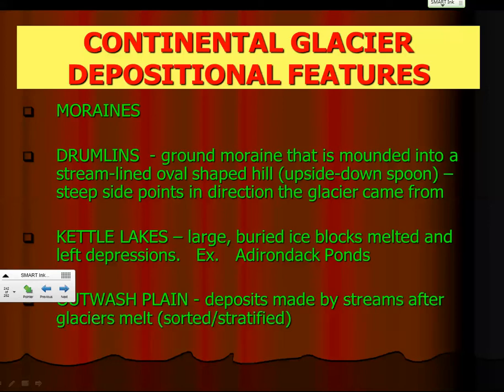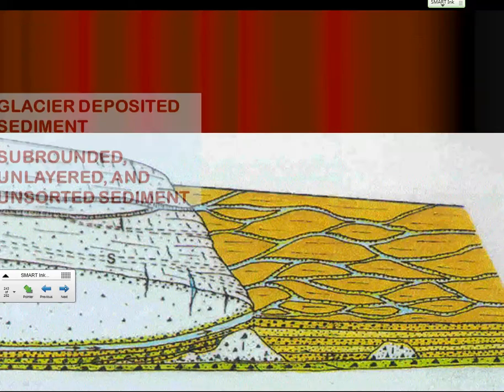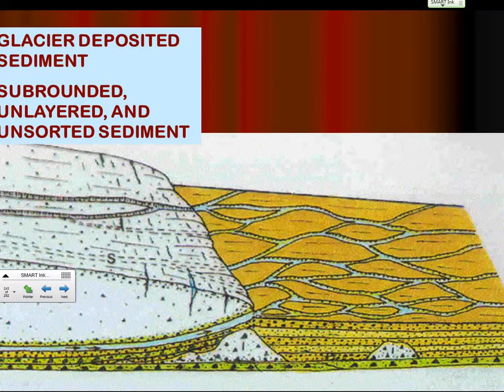And the outwash plain, deposits made by streams after a melting glacier. And remember, this area is once again sorted. The rocks are sorted because water carried these rocks, not ice, and layered or stratified. So here we have glacier deposited sediment on the left, and that's unlayered and unsorted. And then on the right-hand side here, we would see sorted sediment because of the glacial stream melt-off, melt water runoff. Looks like braided streams on the right.